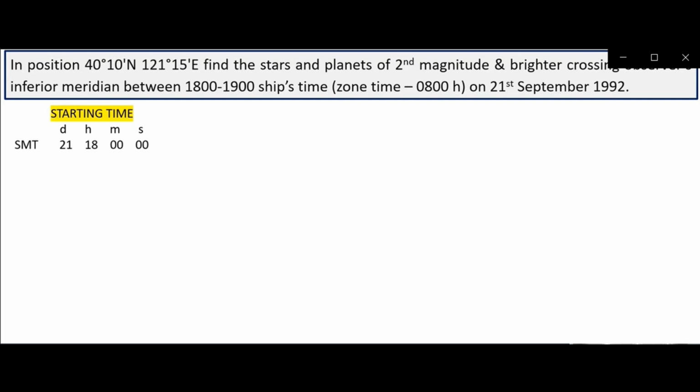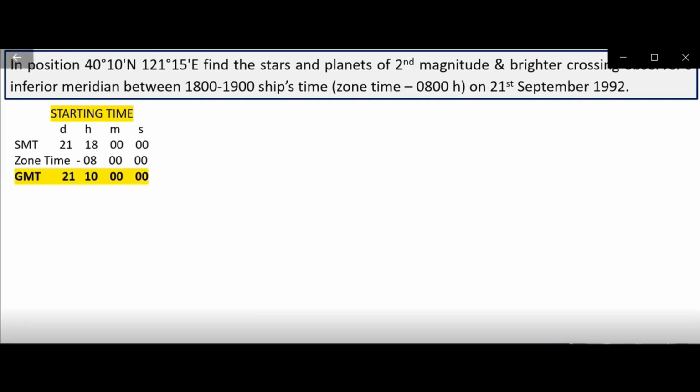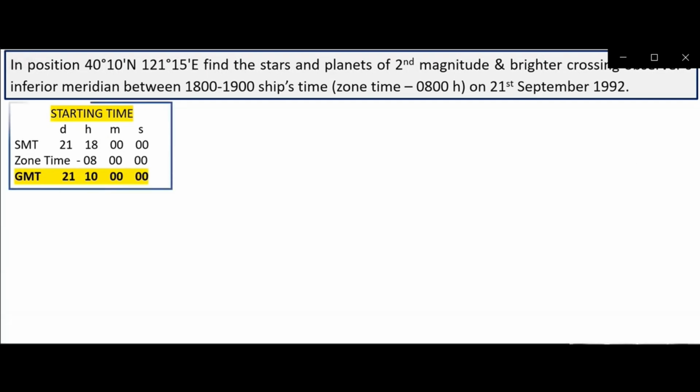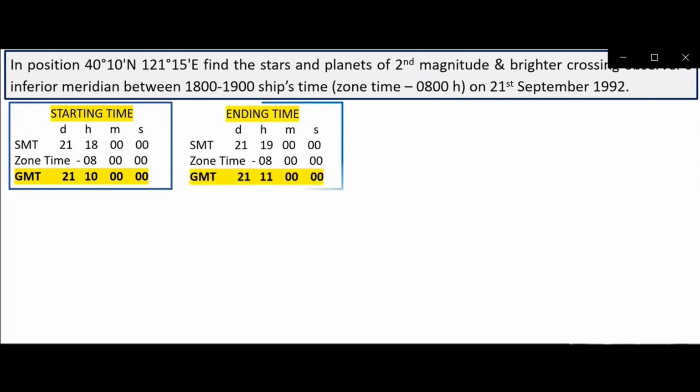So first we get the GMT at the commencement of the interval. You can see the SMT 21 day, 18 hours, and we get the GMT at the commencement of the interval, 21 day, 10 hours. We get the GMT at the end of the interval, which comes to 21 day, 11 hours, 00 minutes, 00 seconds. Now we get LHA Aries for both these GMTs.